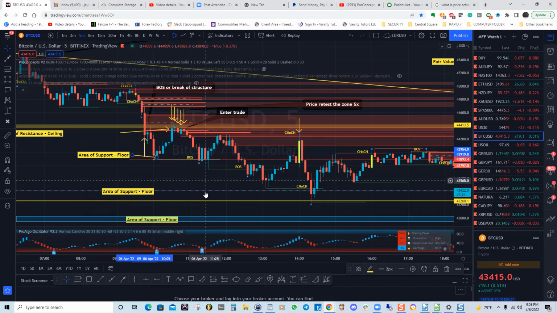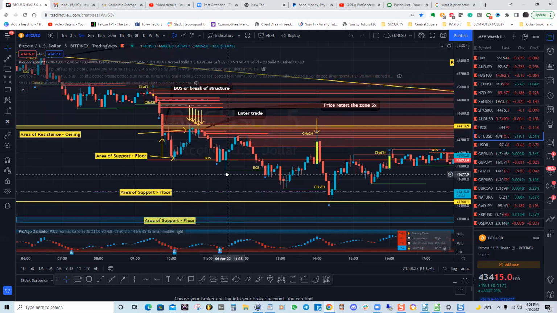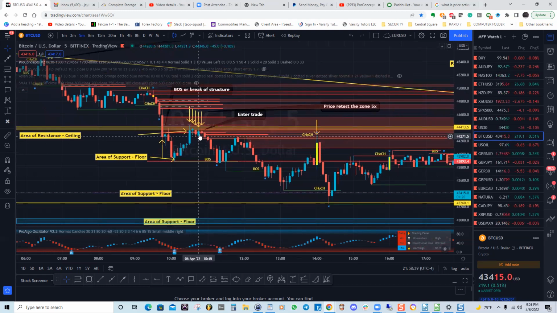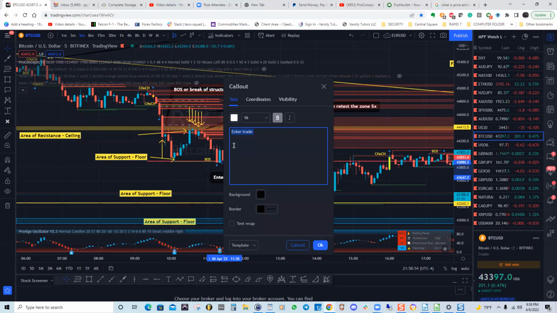If you're looking to scalp Bitcoin on a 5-minute time frame, you would have entered here, and you'd have exited right here. Your exit would have been when price came down to the support level right here. So I would have exited the trade here.